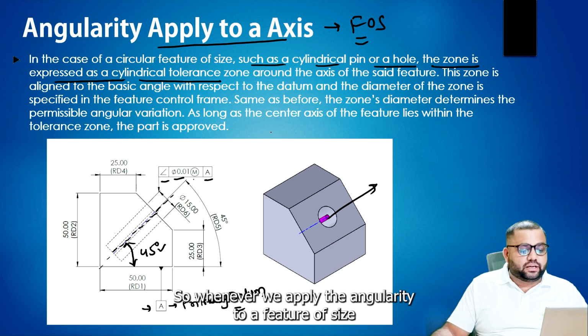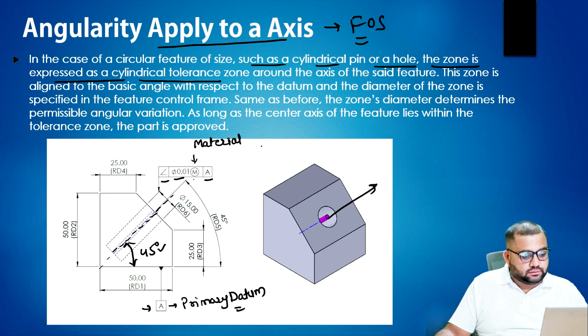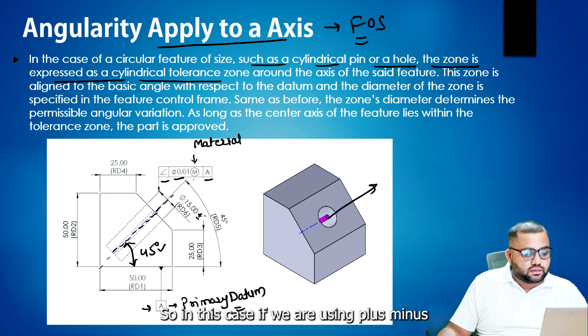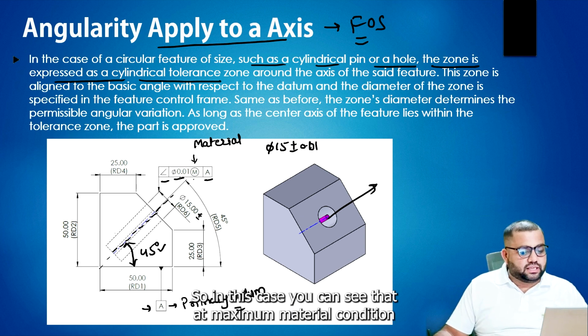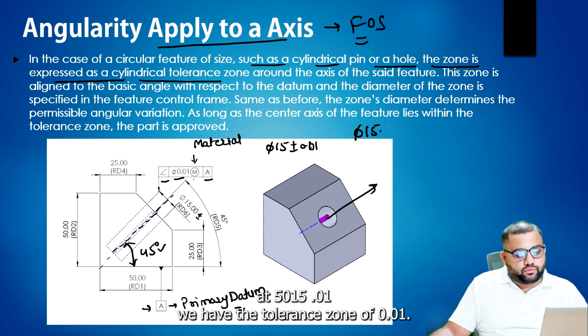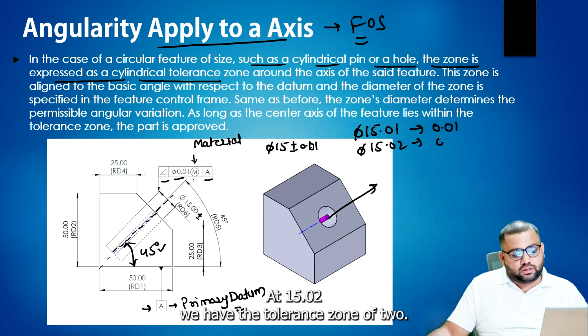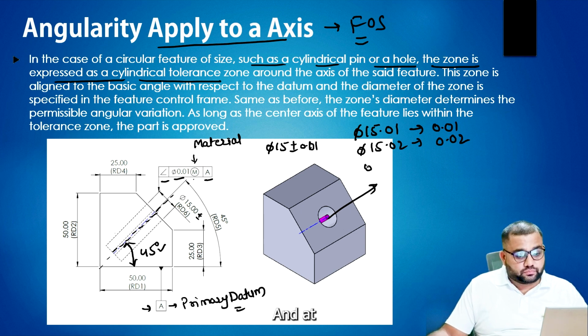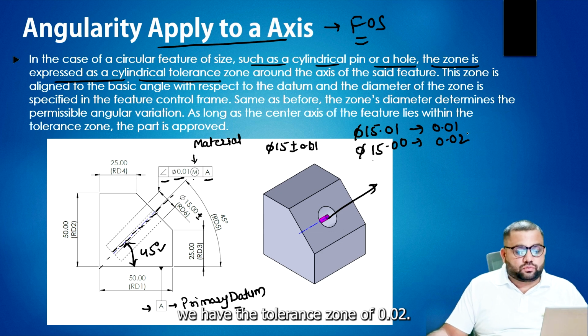Okay, so whenever we apply the angularity to a feature of size, then we can use the material condition modifiers. Okay, so in this case, if we are using dia 15 plus minus 0.01 mm, you can see that at maximum material condition, at 15.01, we have the tolerance zone of 0.01. At 15.02, we have the tolerance zone of 0.02. And when we move towards the tolerance zone, at 15, we have the tolerance zone of 0.02, and at 14.99 we have the tolerance zone of 0.03.